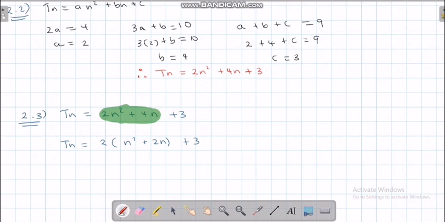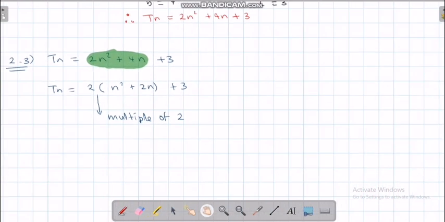You notice that this is a multiple of 2. So if it's a multiple of 2, therefore it's an even number, since it's a multiple of 2. What do you notice with this 3? 3 is an odd number.